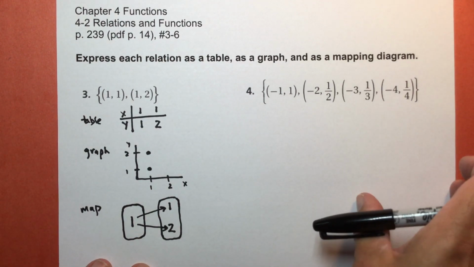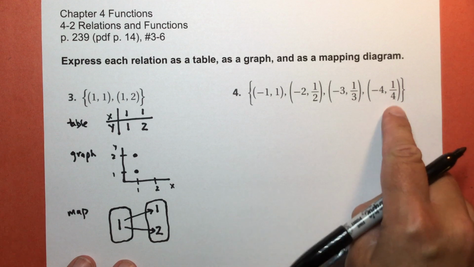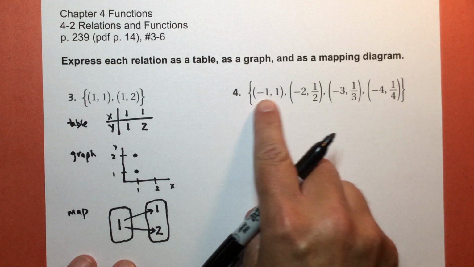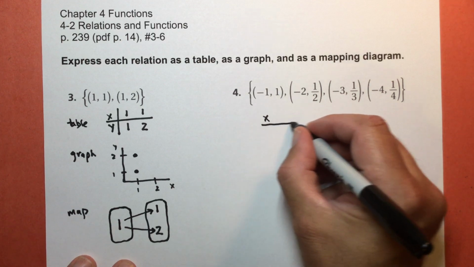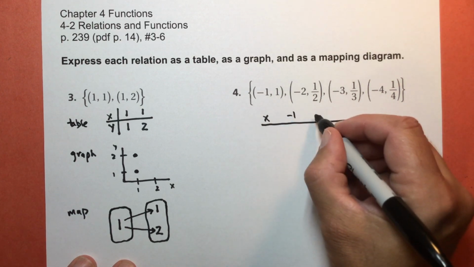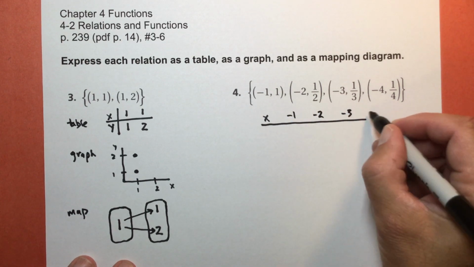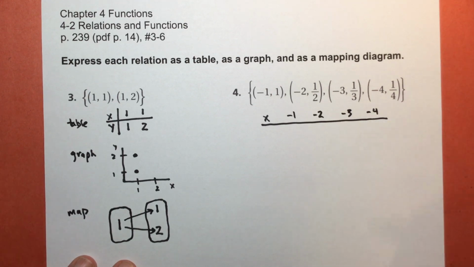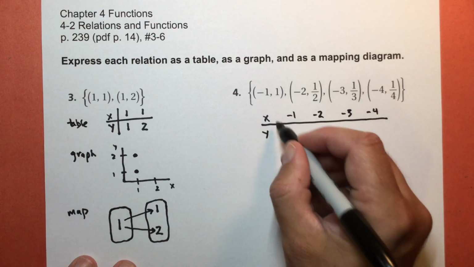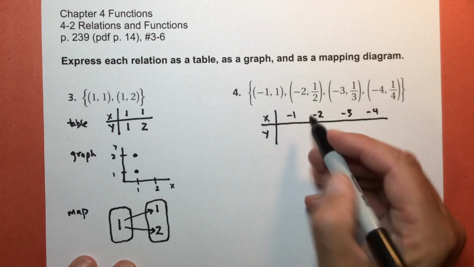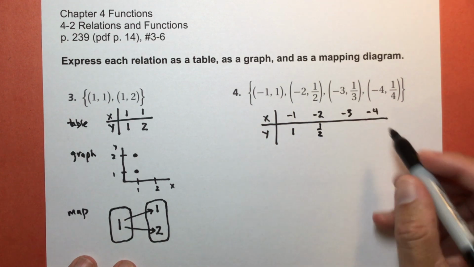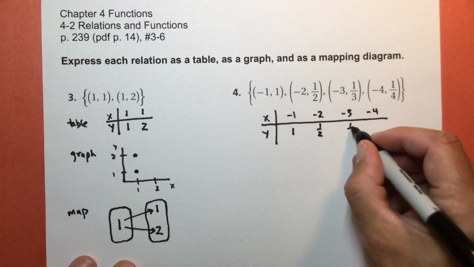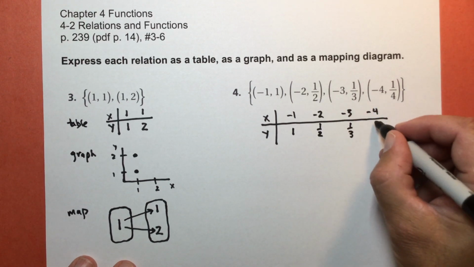Okay, problem number 4. You have a set of ordered pairs. My x's are -1, -2, -3, -4. So I'm going to make my table. -1, -2, -3, and -4. Draw it a little bit further. And my y's, -1 goes with 1, -2 goes with 1/2, -3 goes with 1/3, and -4 goes with 1/4.